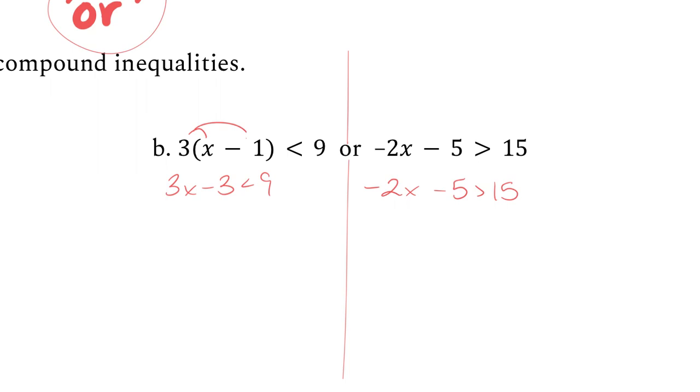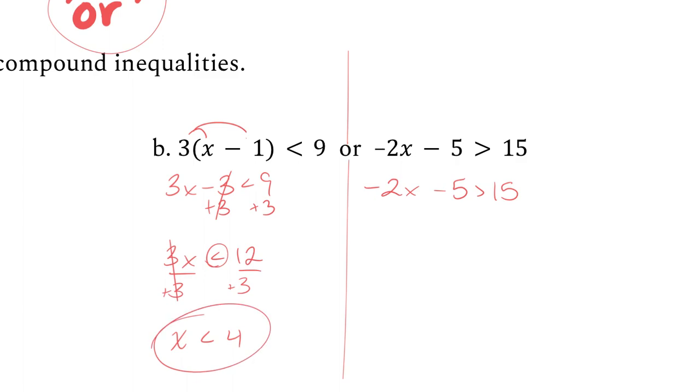I'll solve this one on the left first. Hopefully we don't really need my help with this one, but of course I'm going to do it since this is the video for the study guide. These steps should be pretty straightforward. Divide. Now do not flip the sign with this one. Keep it the same because we divided by a positive number here. So x is less than 4 is our first solution.